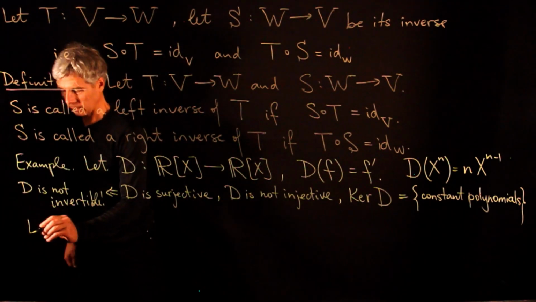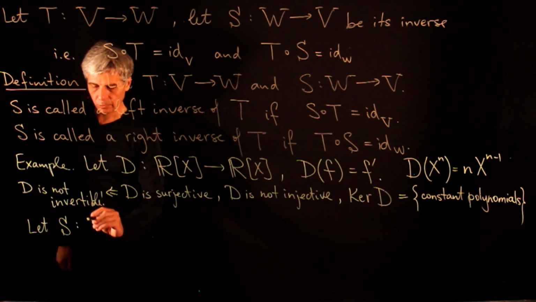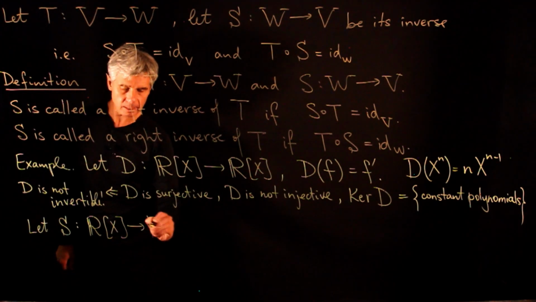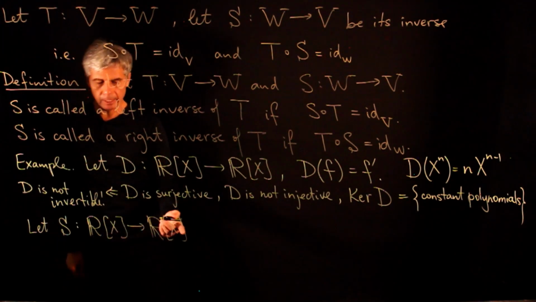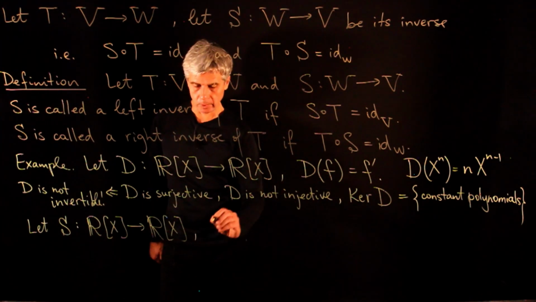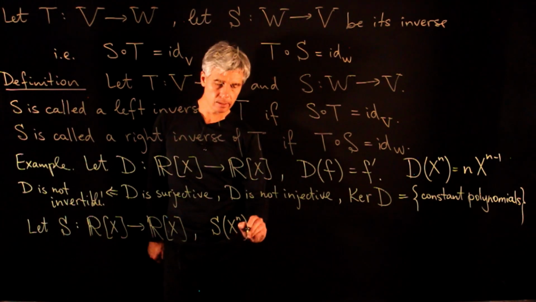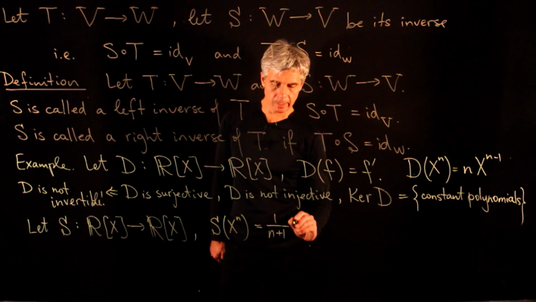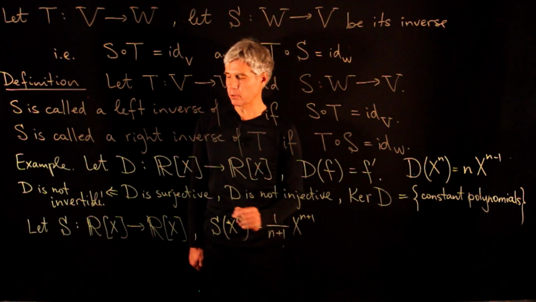So now let S be a transformation of the space of polynomials R[x] to R[x]. Well, a linear transformation can be defined on the basis vectors, right? So here we say that S of x to the power n is equal to 1 over n plus 1 times x to the n plus 1. So here we take the antiderivative transformation.